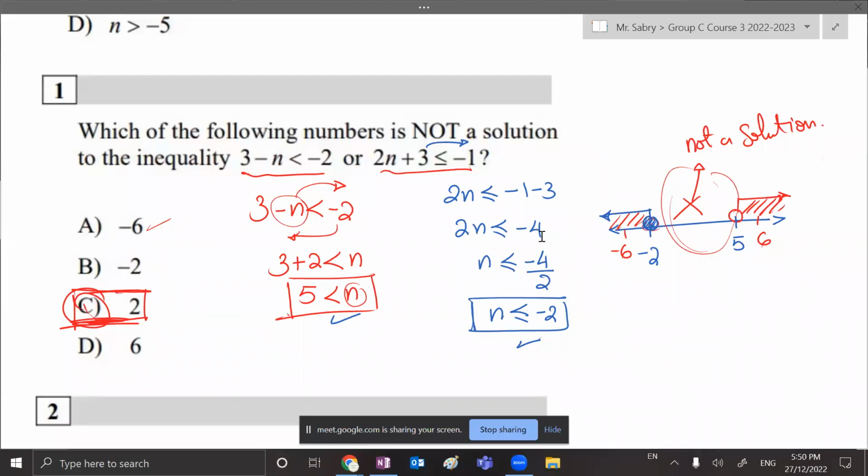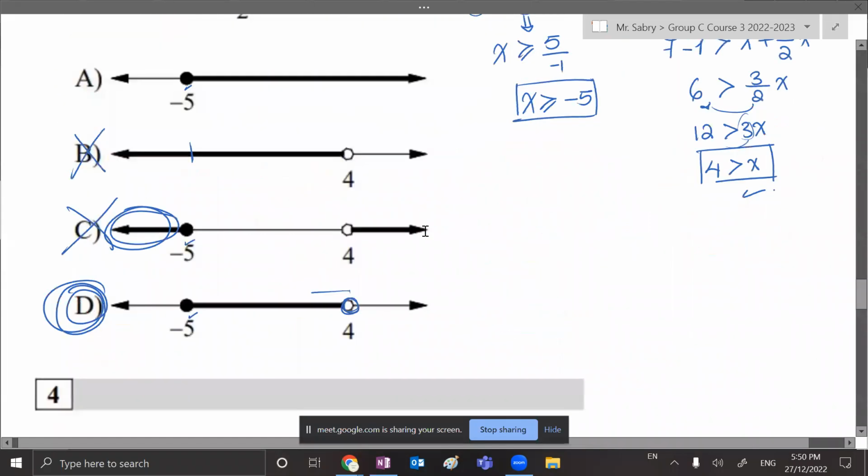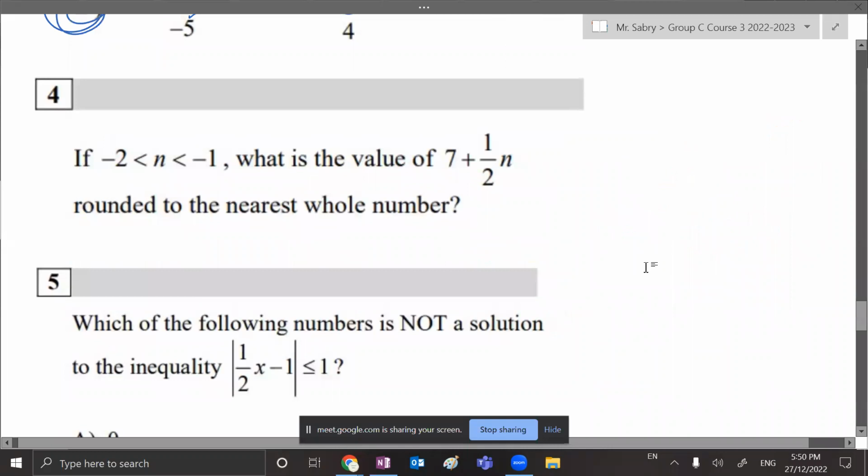Anyway, so 1 and 2, as I said, and 3, we did them with each other. So let's start with number 4 right away.